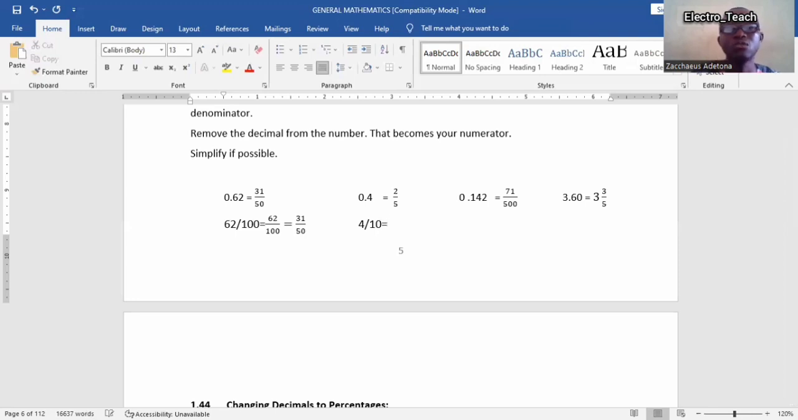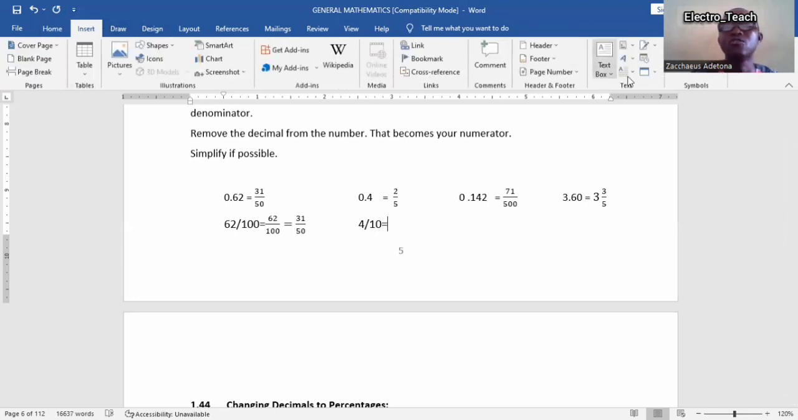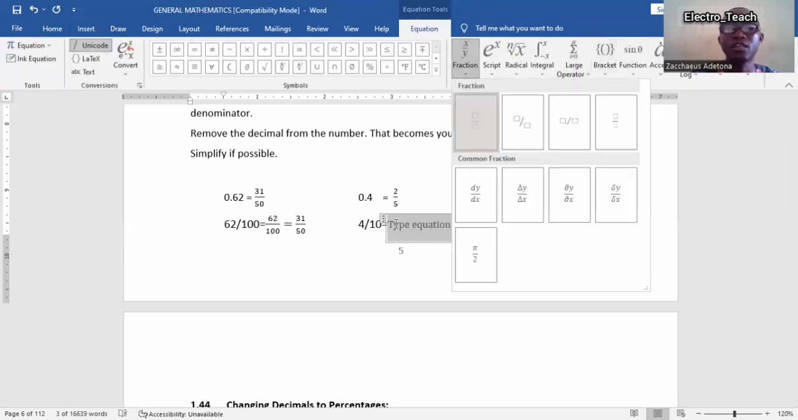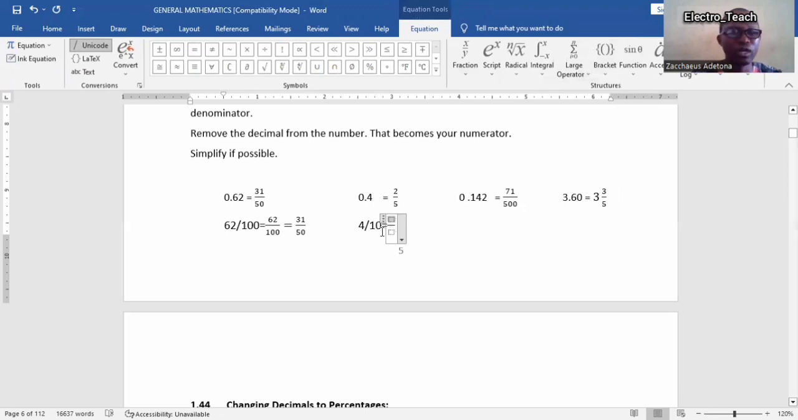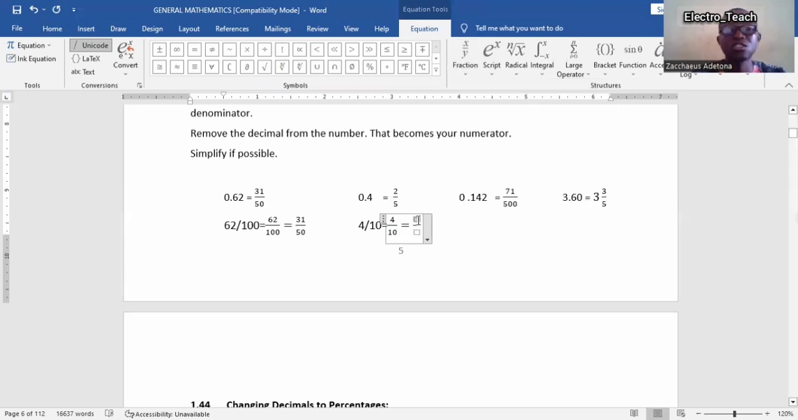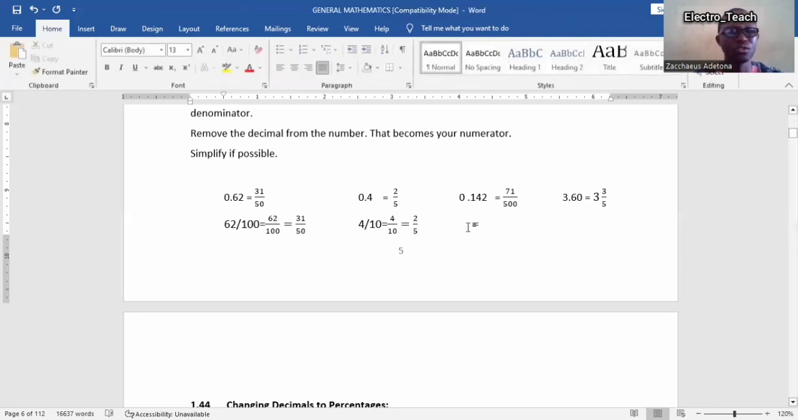Now 4 over 10 will be simplified. We simplify 4 over 10, make it the lowest term. So we have 4 divided by 10, and if you divide through by 2, that is 4 divided by 2, the answer is 2. Then 10 divided by 2, the answer is 5. So you have 5 here. And that's how we arrive at 2 over 5. Okay.